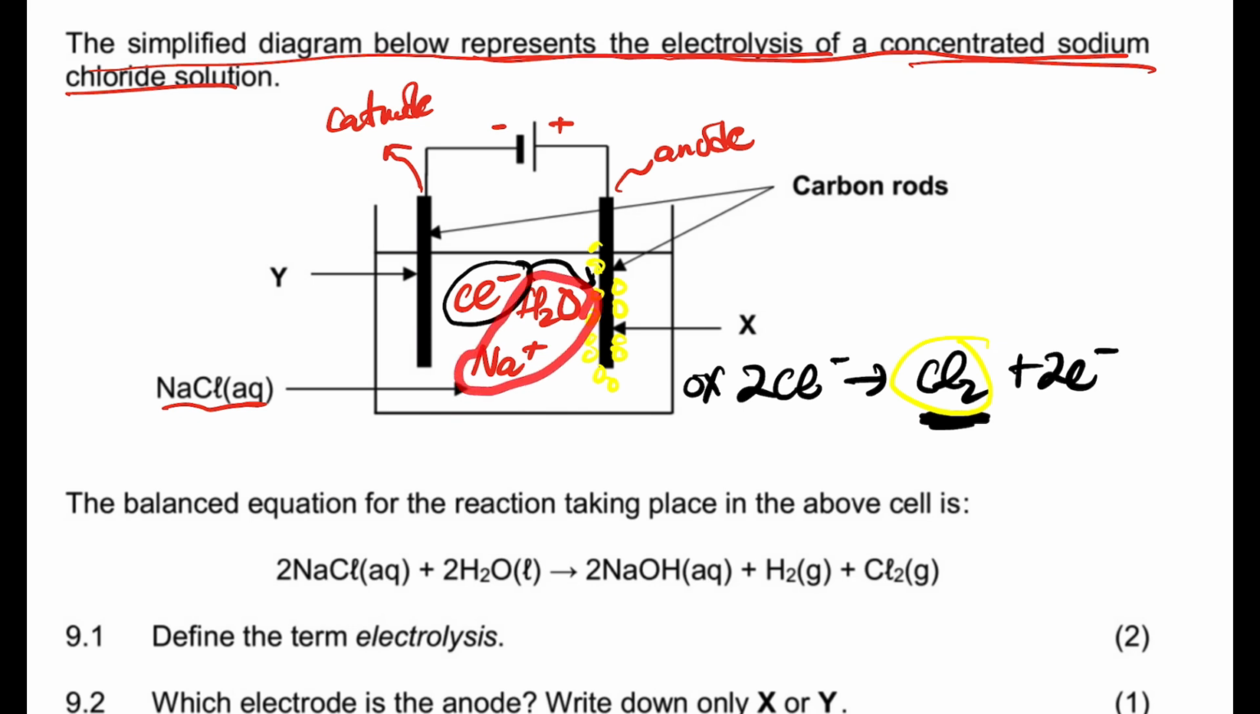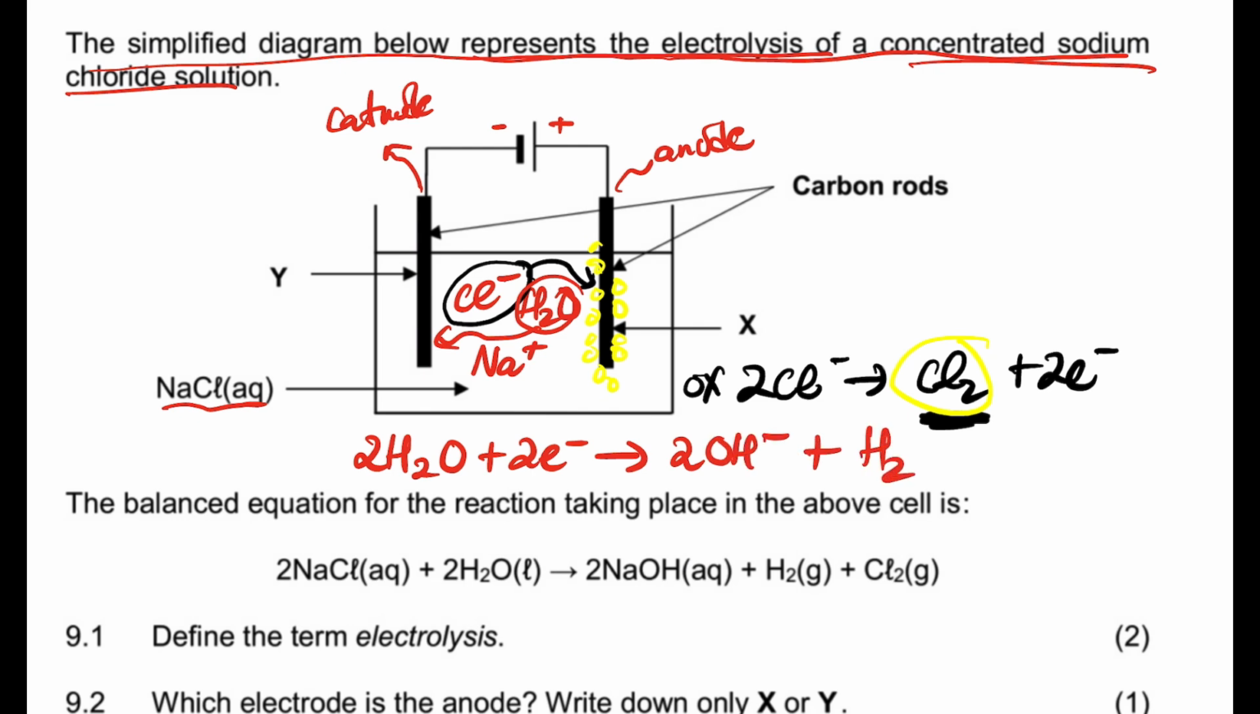And then there's the two that are remaining. There's water and sodium. So between the two, water is a stronger oxidizing agent than sodium. So it's going to be reduced there. So what's going to happen? The water, which is 2 molecules of water, will get 2 electrons, will be reduced, and it will form the what? The 2OH minus plus hydrogen gas, right? So that's what is going to be formed.